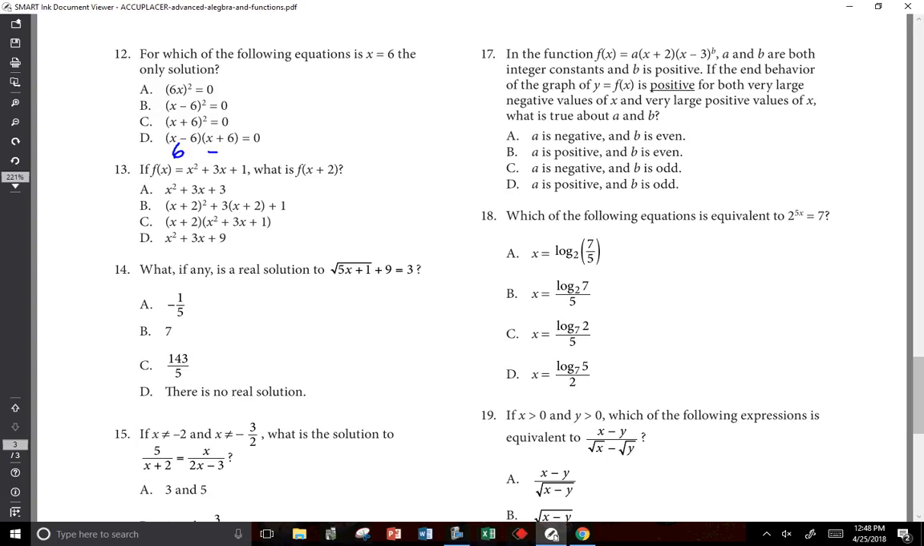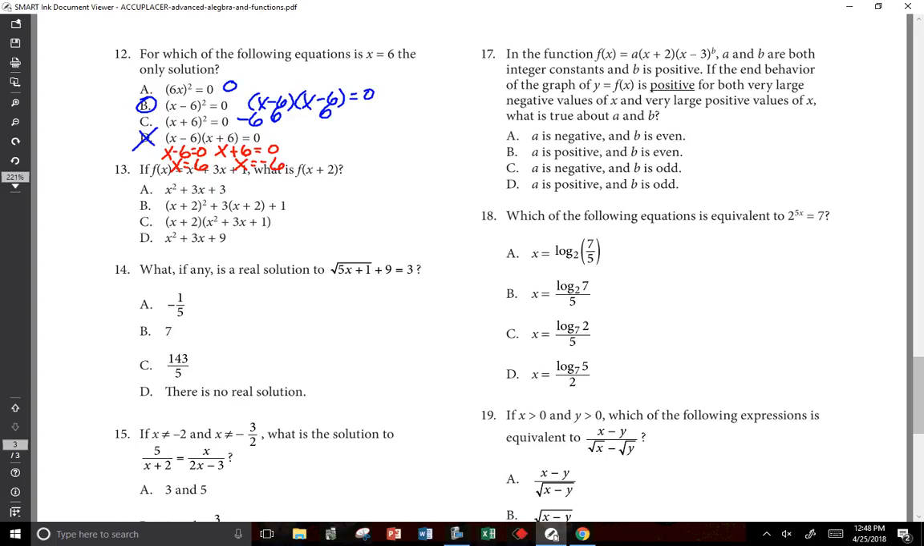Okay, number 13. If f of x equals x squared plus 3x plus 1, then what is f of x plus 2? What is this telling us to do? We have to shift it 2 to the left. What's the rule for that? Everywhere there's an x in the original equation, we're going to replace it with x plus 2. So we're going to go x plus 2, all of it squared, plus 3 times x plus 2, and then you still have the plus 1 on the end.